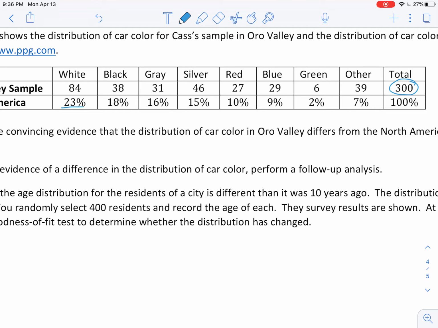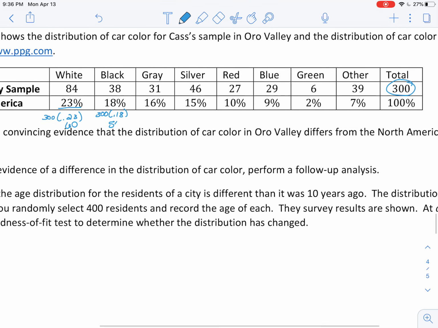When you go to find the expected value, you're going to take your total, which is 300, and just multiply by its respective probability. So, for example, we should be expecting, if the null hypothesis is true and it's actually 23% will turn out to be white, you should expect 69 white cars in the sample. We had 84 white cars, so that's a bit of a difference.